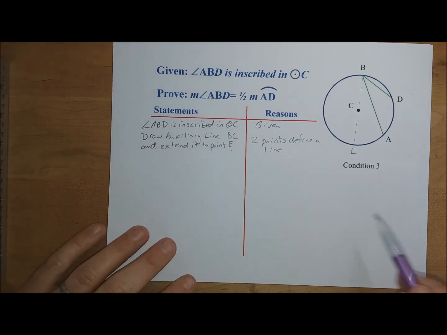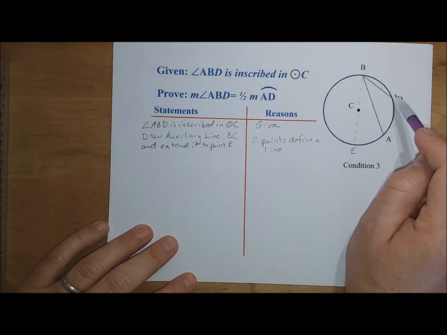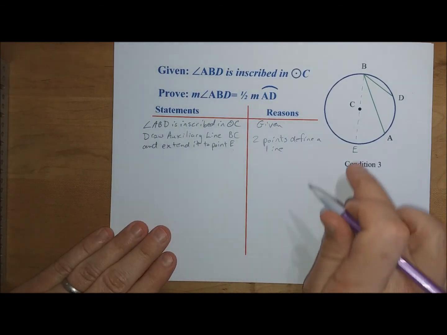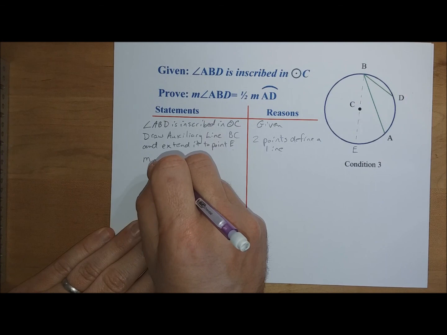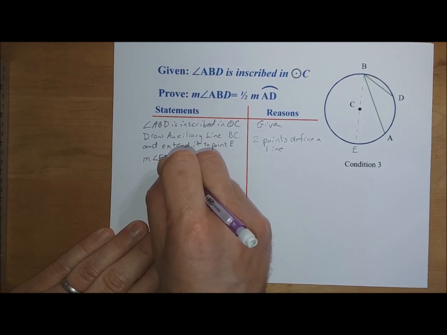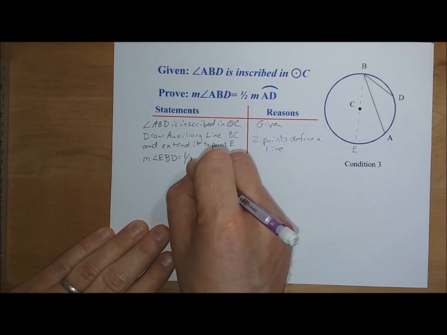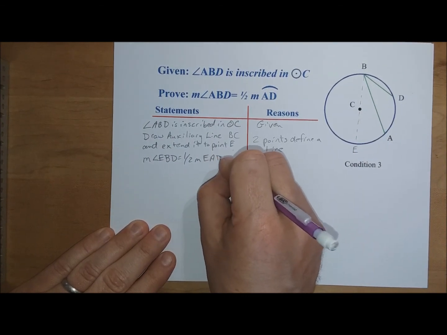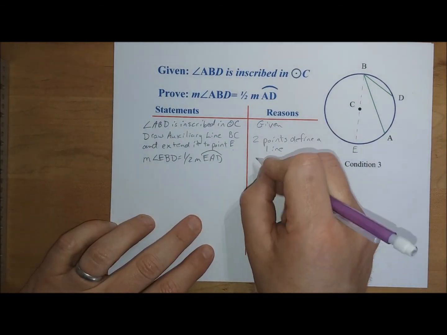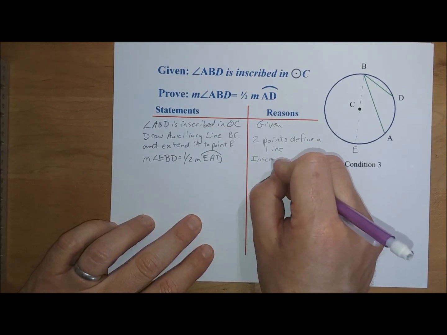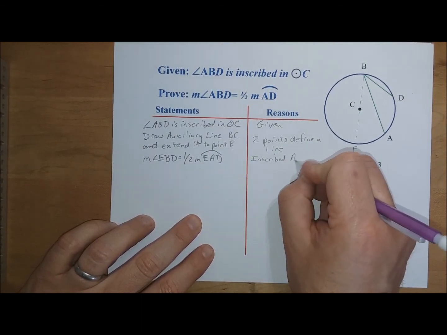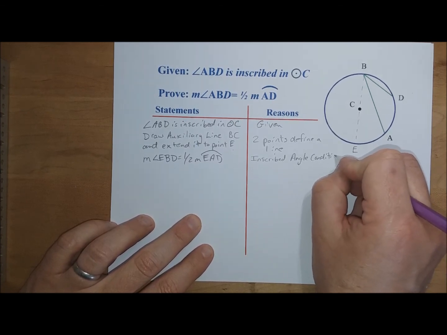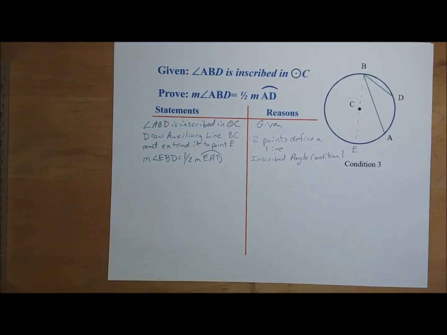Well, you might recognize that this inscribed angle EBD looks a lot like that thing that we proved in condition 1. So let's go ahead and state that we know the measure of angle EBD is going to equal 1/2 the measure of this arc EAD. Okay, and that is our inscribed angle condition 1 that we've already proven. Once you've proven it, you own it, you get to use it again.